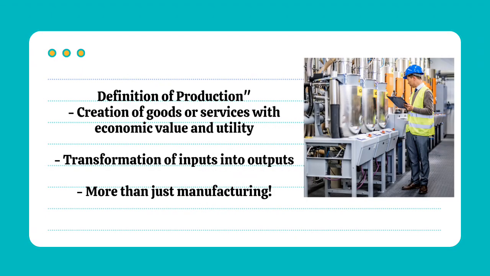Now that you have known the lesson objectives for today, let us dive into the definition of production. What is production? Production is the process of creating goods or services that have economic value and utility. It involves transforming inputs, that is resources, into output, finished goods or services that can satisfy human wants and needs. However, production is more than just manufacturing tangible goods. It comprises any activities that create value.